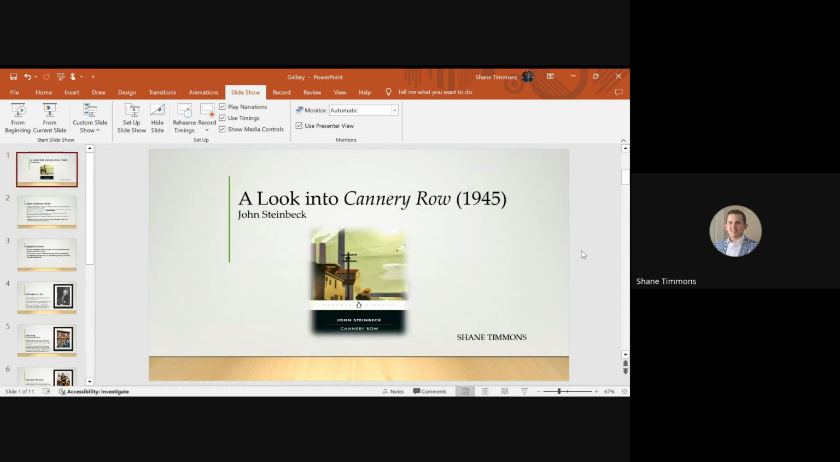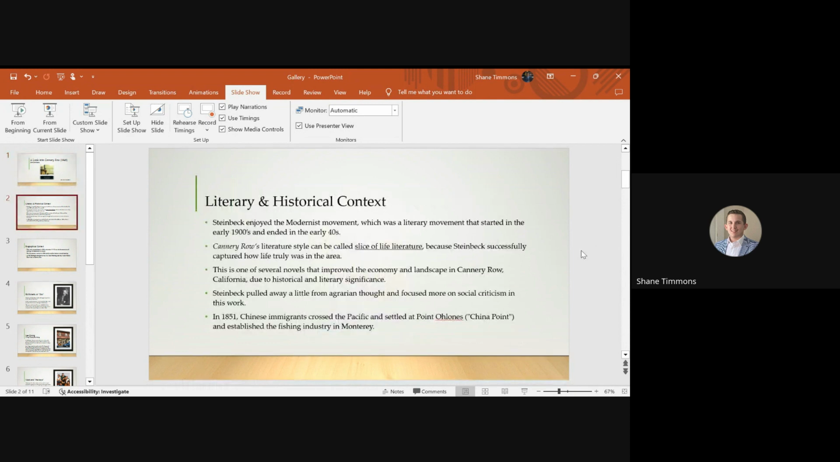All right. So here's some literary and historical context to the novel. Steinbeck enjoyed the modernist movement, which was a literary movement that started in the early 1900s and ended in the early 40s. Cannery Row's literature style can be called, and this is something I found pretty interesting, slice of life literature.